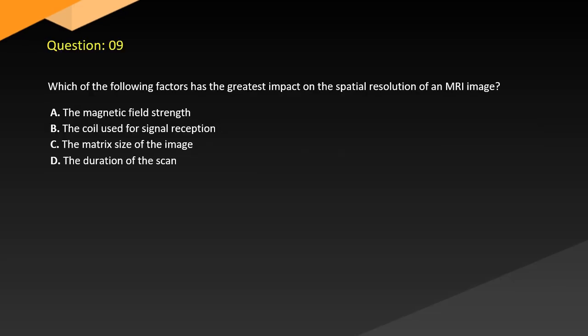Question 9. Which of the following factors has the greatest impact on the spatial resolution of an MRI image? A. The magnetic field strength. B. The coil used for signal reception. C. The matrix size of the image. D. The duration of the scan.